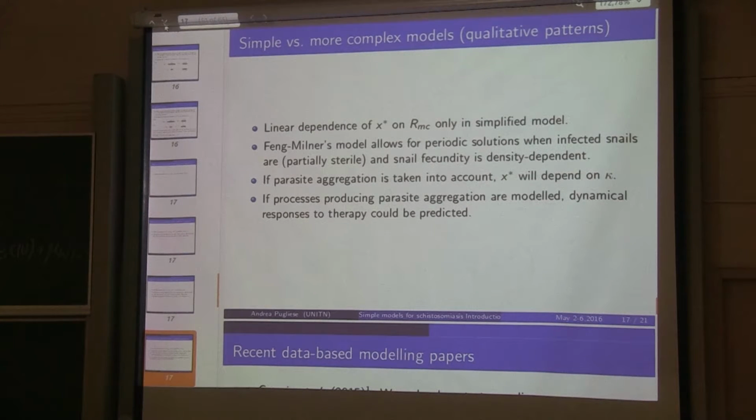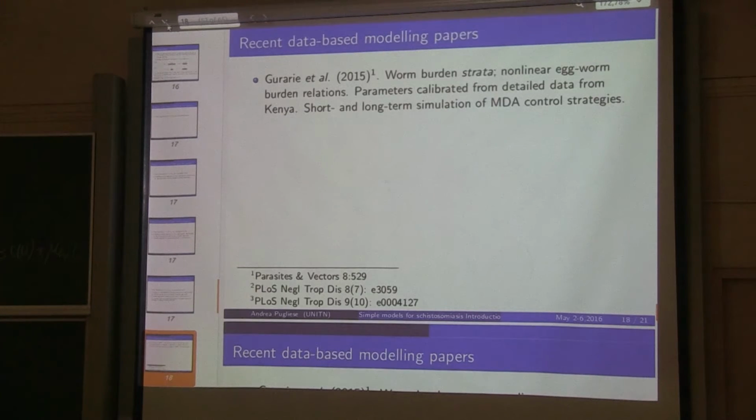Moreover, if instead of deciding that parasite aggregation is some constant that has been fixed, you try to understand which are the processes like heterogeneity, age distribution, or what, that cause aggregation, then you might understand better what you expect would be a response to therapy. Not that kappa is simply constant, but perhaps this has a more complicated effect.